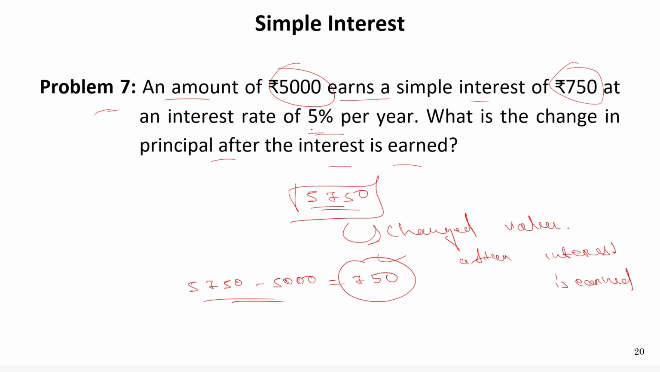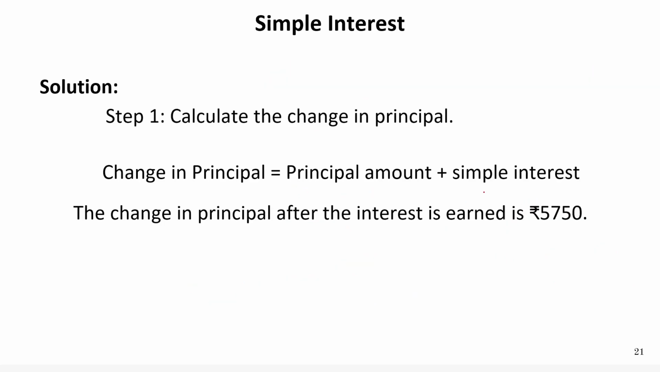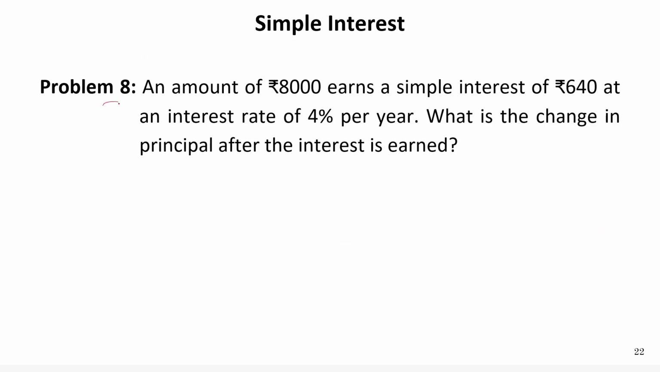So at an interest rate of 5% per year. Okay, so this will be the difference amount, and after the interest is earned, this will be the changed amount, changed value. Okay, as we have written here. So change in principal is equal to principal amount plus simple interest. So change in principal after the interest is earned is what? 5750. Okay, so let's see problem number 8.